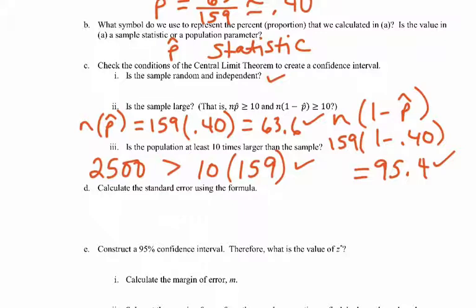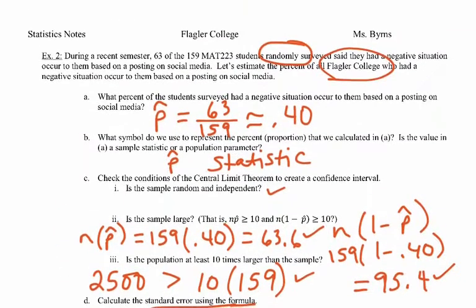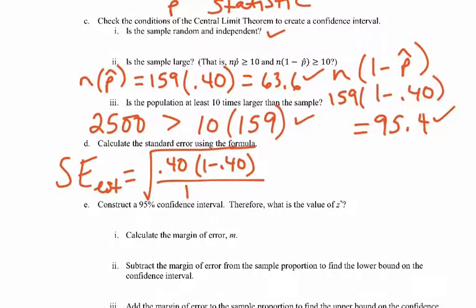So let's calculate the standard error. So our standard error estimated is going to be the square root of p hat times 1 minus p hat. Make sure you see where I'm getting these numbers from. That's 0.4, remember, that was our p hat that we calculated in part A, divided by 159 for our sample size, and I'm getting about 0.039.